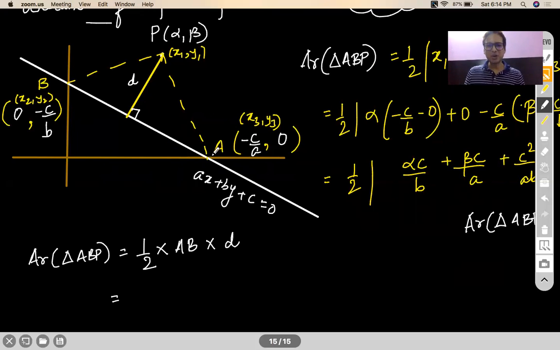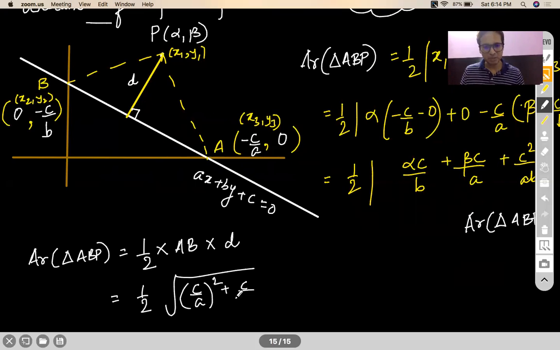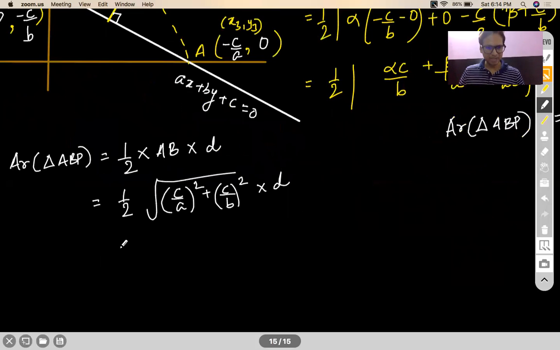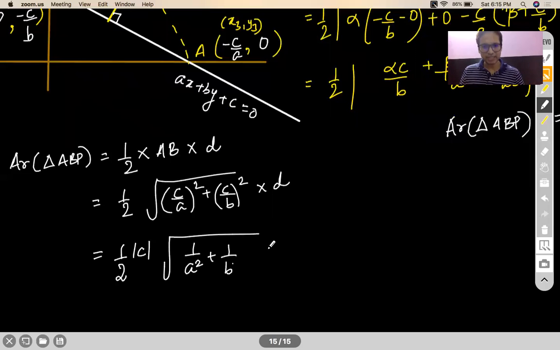Now we all know the coordinates of A and B. So AB length would be, if I'm wrong, correct me, under root of (c/a) whole square plus (c/b) whole square, into D. Correct. Let me just simplify this result also. Since c square will come out from both the terms, it will come out as mod c, and within this, I'll have 1 by a square plus 1 by b square, into D.